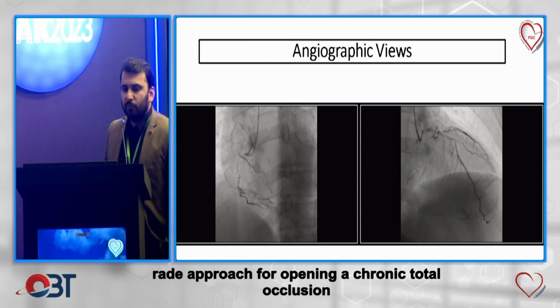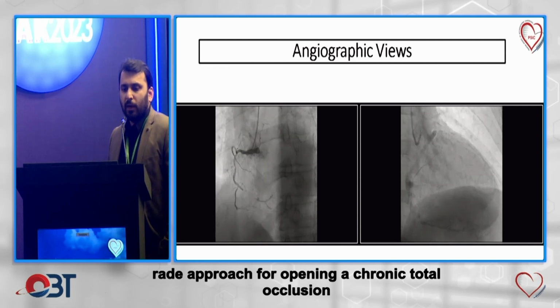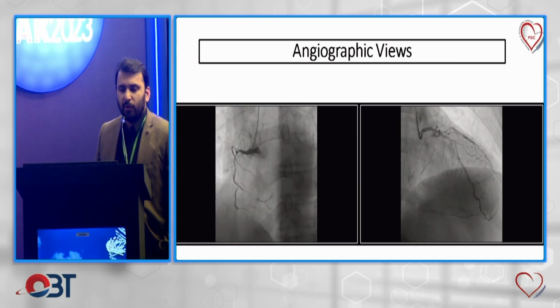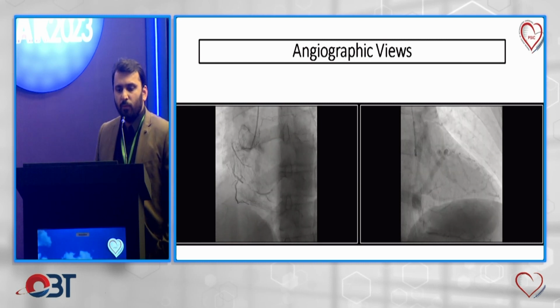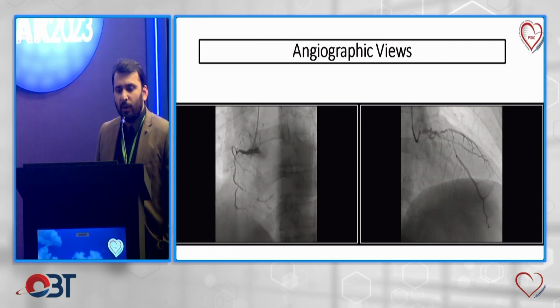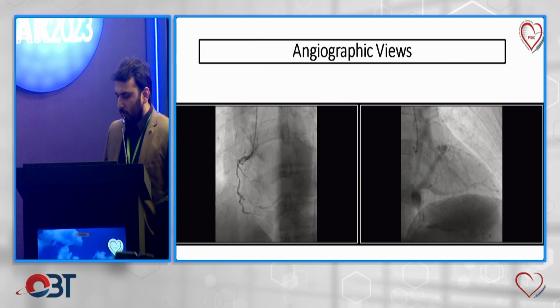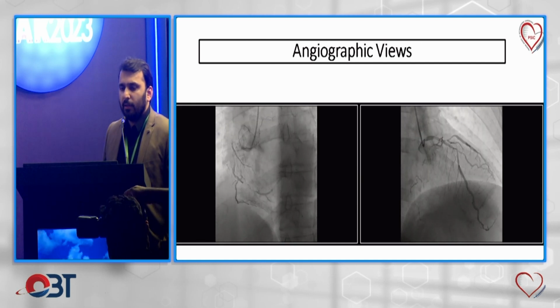So here are the angiogram views. The right coronary artery is totally occluded in the distal course with some late filling of the distal vessel, probably through the ipsilateral collaterals. It looks like there are microchannels, but these are the collaterals. You can also see a critical disease in the mid-LAD.